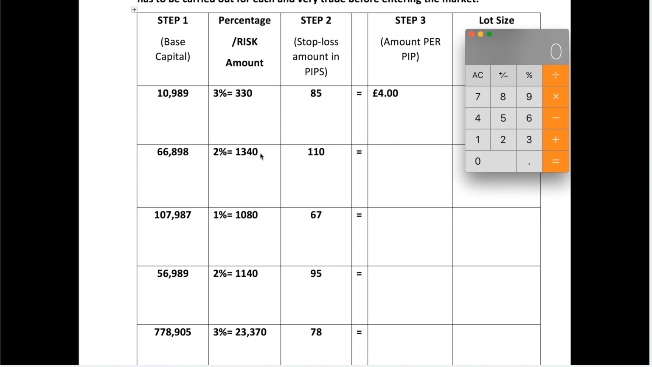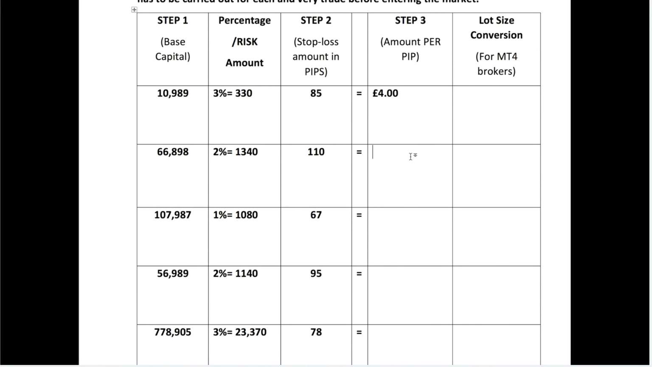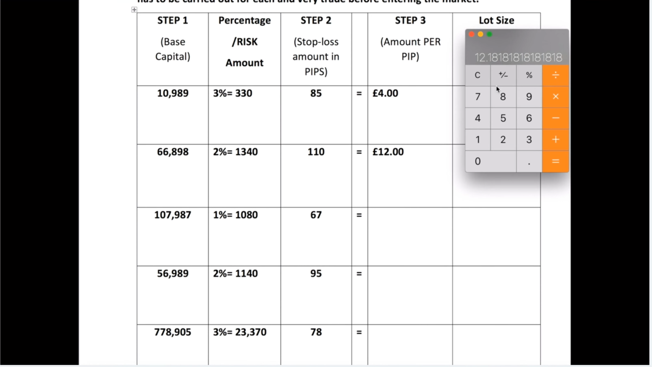Right, so next one we have our risk 2%, which is 1,340. And we're going to divide that by a slightly larger stop loss amount, so dividing it by 110 pips. So that's given us £12.80. With this one, as I say, nearest 50 or 100, we can just go in at £12. No biggie.